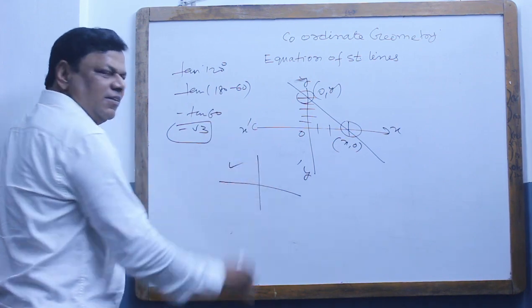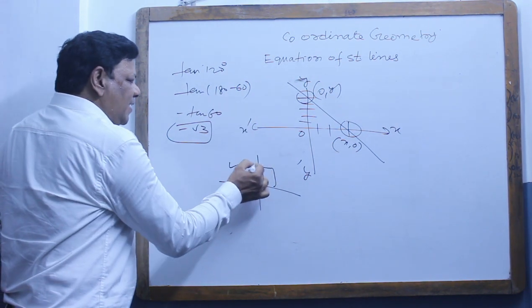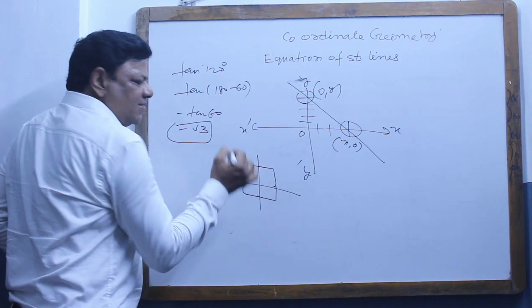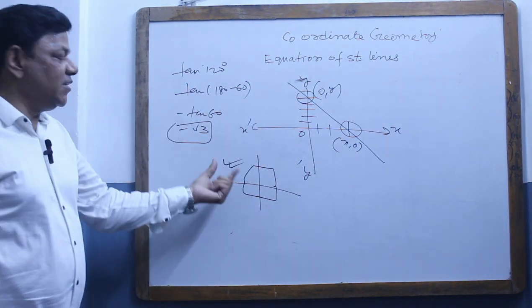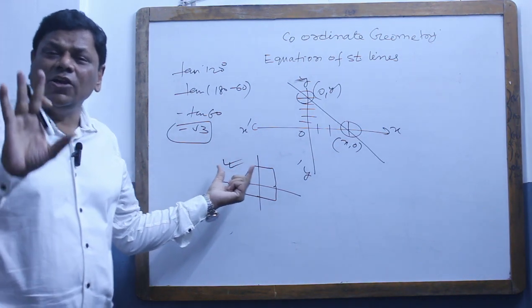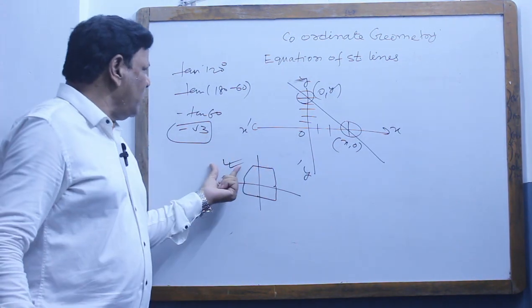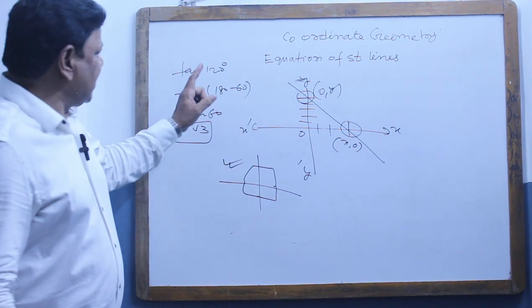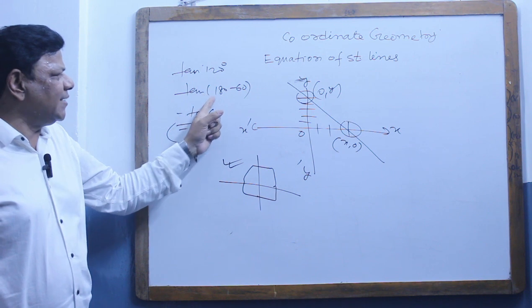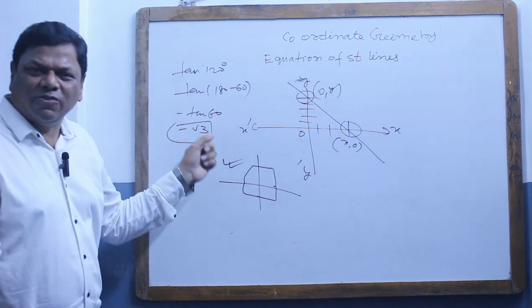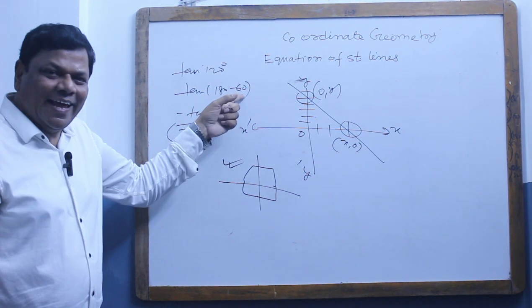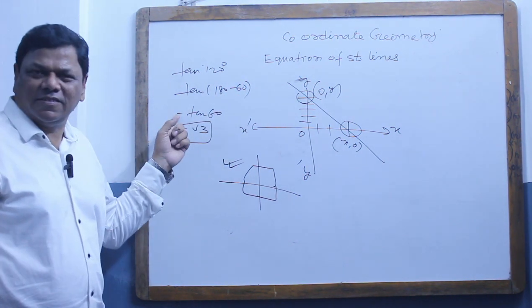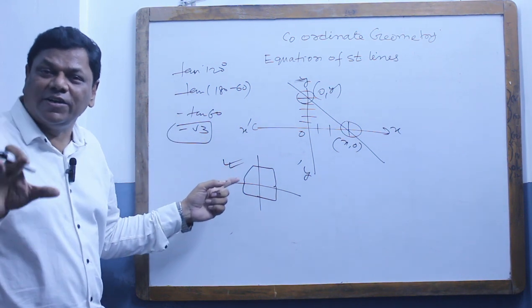120 means which quadrant? From here it is 90 degrees, 180 degrees, 270 and 360. So 120 is in the second quadrant. Later on you will learn in detail that in the second quadrant tan is negative. So tan 120 is converted to 180 minus 60. We converted it in the second quadrant to form standard angles, and because tan is negative in the second quadrant, it is minus.